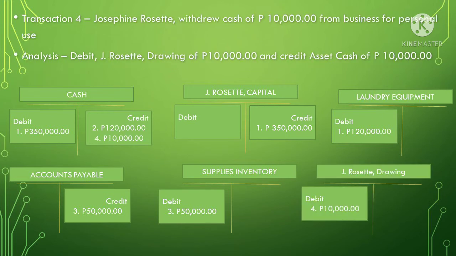Okay, transaction number 4. Josephine withdrew cash of 10,000 pesos from business for personal use. So, means to say, nag-withdraw og 10,000 si Josephine gikan sa iyahang negosyo kay gamiton niya personal.